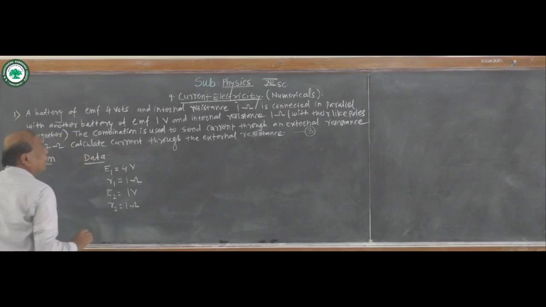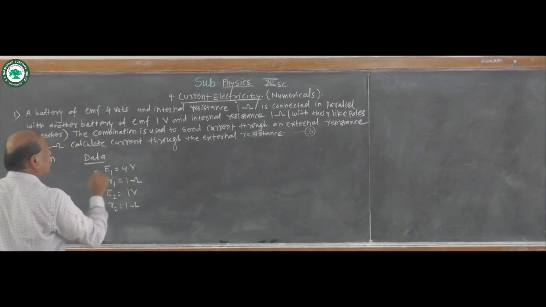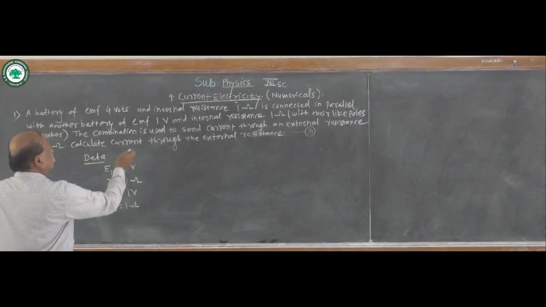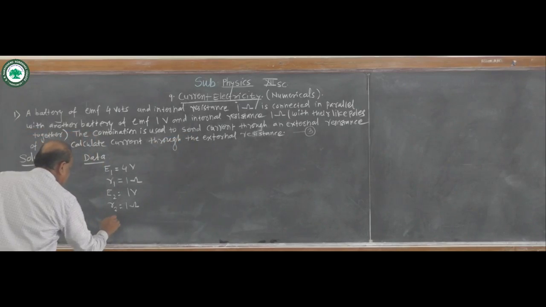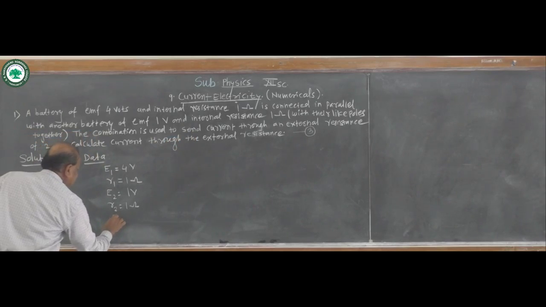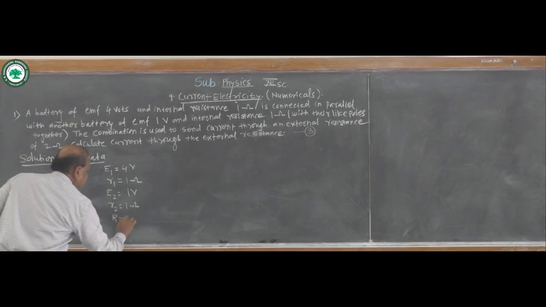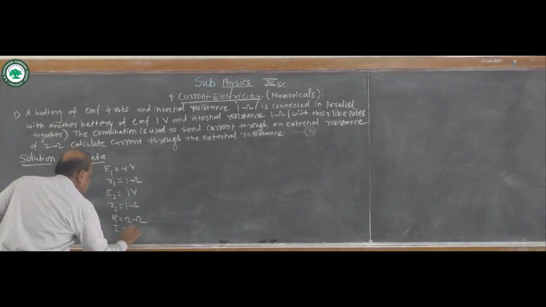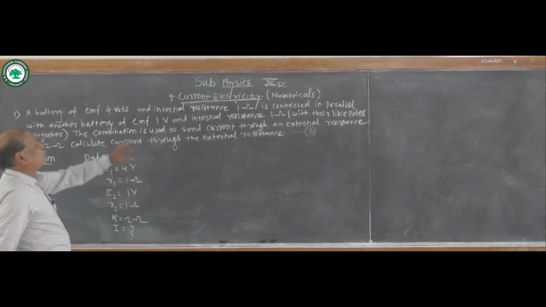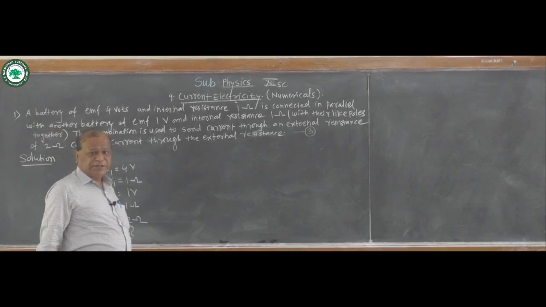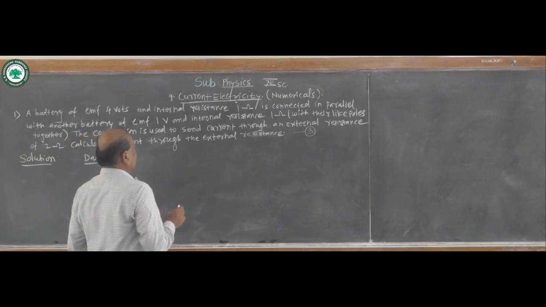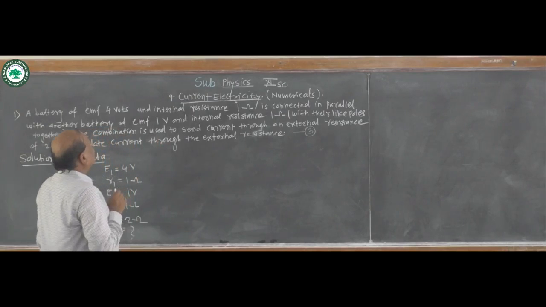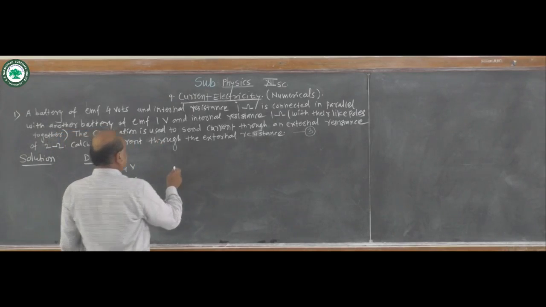And then this is used to send current through an external resistance of 2 ohm. That is, the value of external resistance R is equal to 2 ohm, and we have to calculate current I through the external resistance. Now what is the circuit diagram for this problem?